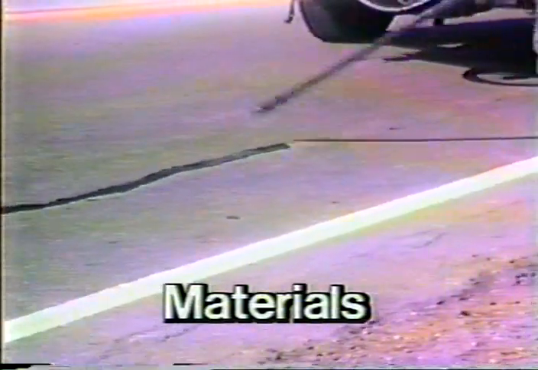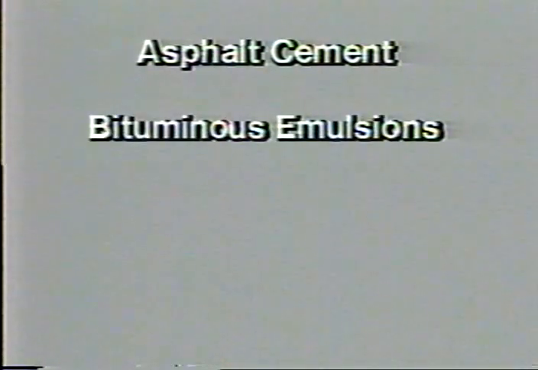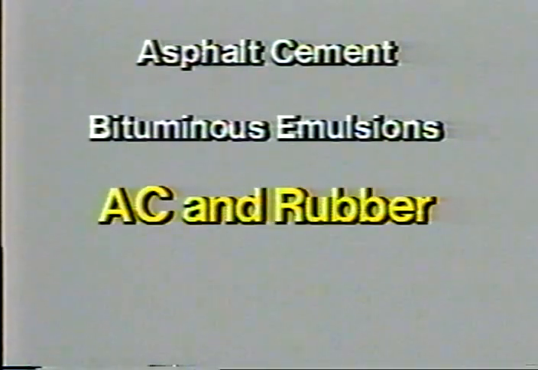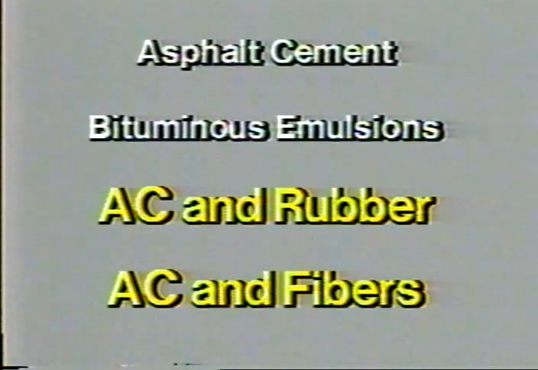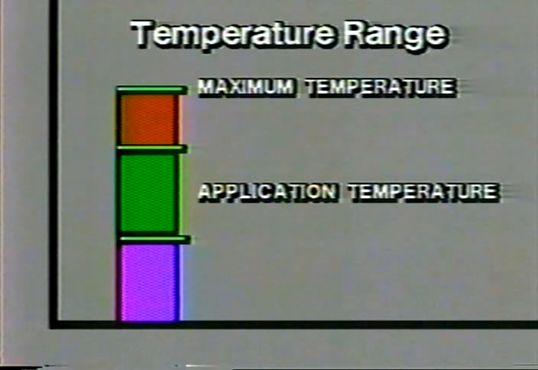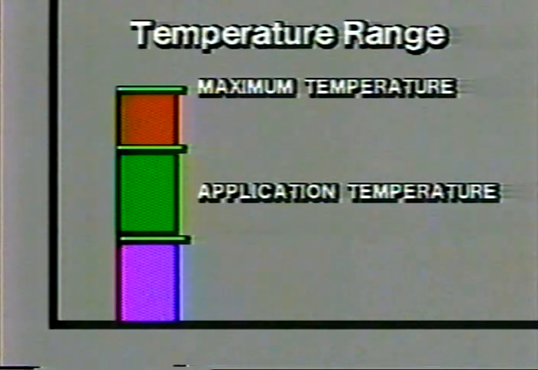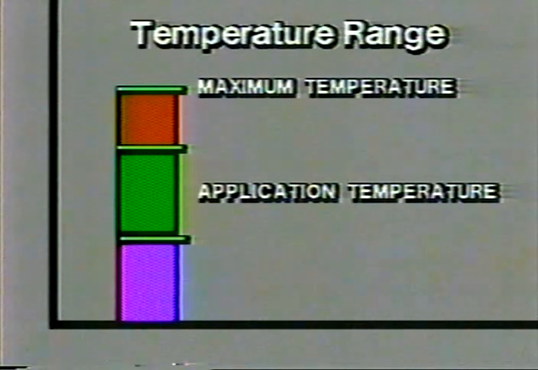Today, there are a variety of materials available for crack sealing. They range from straight asphalt cements to bituminous emulsions and combinations of asphalt cement and additives such as powdered devulcanized rubber or synthetic fibers. The only acceptable crack sealing materials are AC with rubber or fibers. Regardless of which material is used, the maximum heating and application temperature ranges are critical. Manufacturers' recommended temperatures must be adhered to.